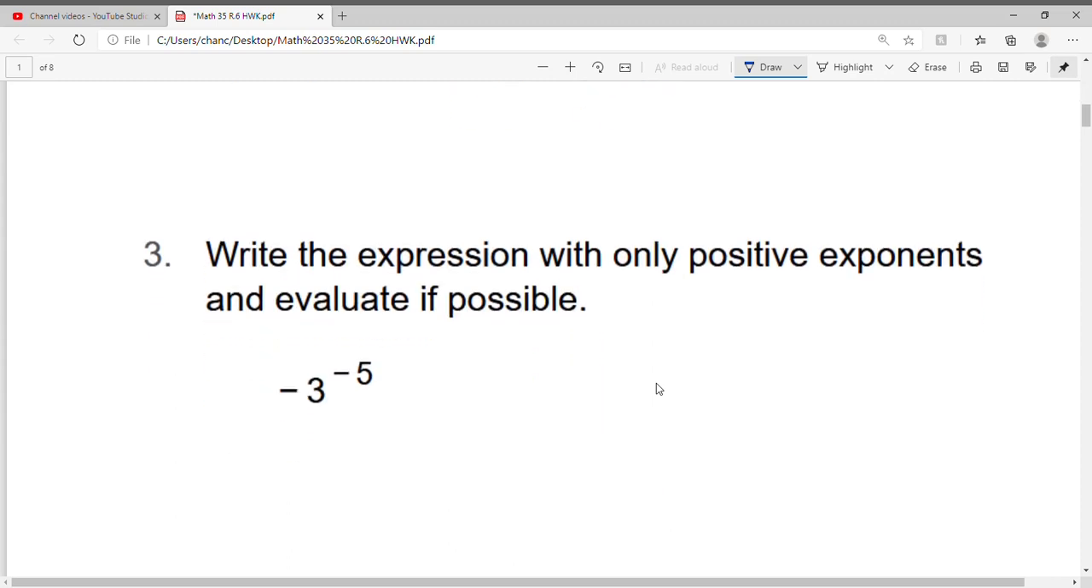Question 3. Write the expression with only positive exponents. Now you want to be extra careful. This negative 5 only affects the 3. So we're going to leave a negative 1 on the top and bring down that 3 to the positive 5 in the denominator. Now this can still be simplified as negative 1 over 3 to the 5th on our calculator. 3 to the 5th is equivalent to 243. So this is our solution, negative 1 over 243.